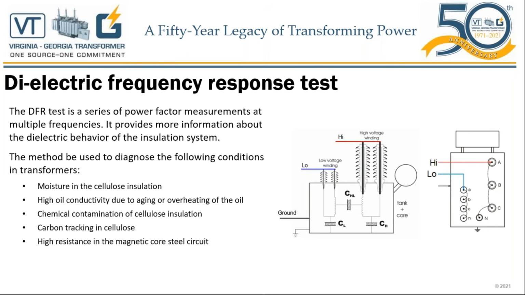The method can be used to diagnose the following conditions in transformers: moisture in the cellulose, high oil conductivity due to aging or overheating of the oil, chemical contamination of cellulose insulation, carbon tracking in cellulose, and high resistance in the magnetic core steel. This is a very good test.